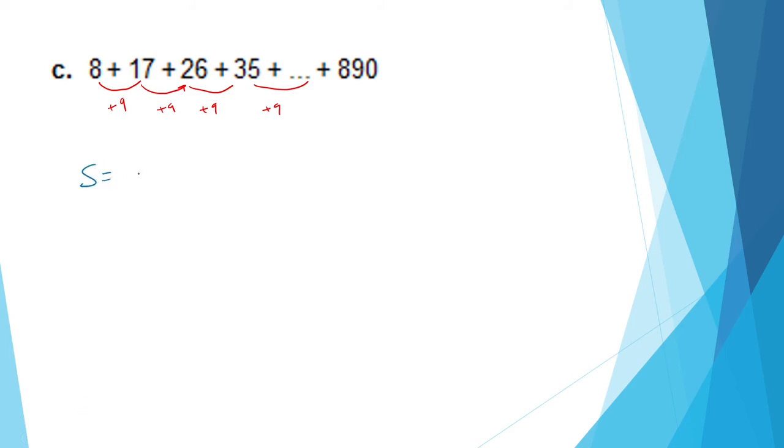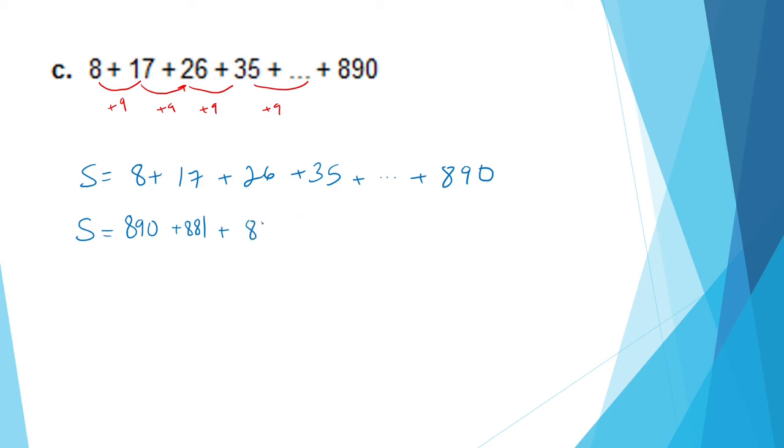Let S be this sum, 8 plus 17 plus 26 plus 35, all the way to 890. We're going to write it backwards, just like his method suggests, and put 890 first. To figure out what is less than 890, we subtract 9 because we're going backwards. This gives me 881. I'm going to subtract 9 again. This gives me 872. And that decreases all the way to 8.